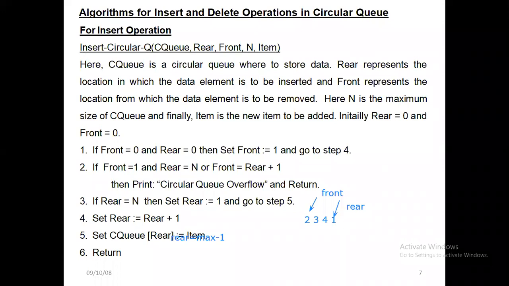If steps 1, 2, 3 are not working, see, first one is if front is equal to 0 and rear is equal to 0, go to step 4. If front is equal to 1 and rear is equal to 1, then return. I can't insert anything. So if I go to step 2, I can't insert anything. If I go to step 3, then I will be inserting. But what I have to do? I have to do rear is equal to 1.